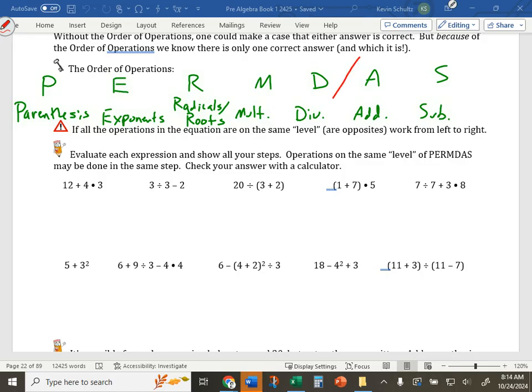Addition and subtraction are opposite, they're together, okay? Multiplication and division are opposite, they're together as well. If you multiply something by 5 and then divide by 5, you're going to get right back to where you were. If you add 10 to something and then subtract 10, you're right back to where you were. They're opposites. Exponents and radicals work the same way.